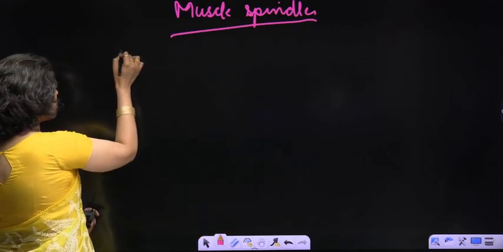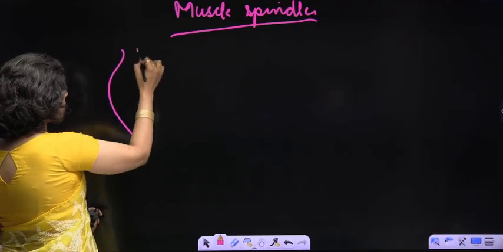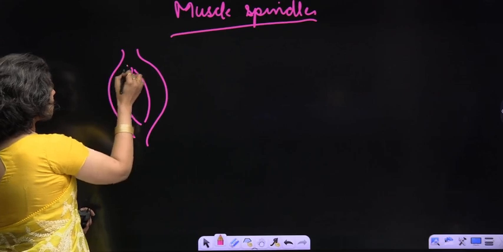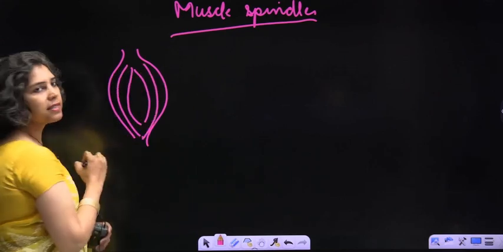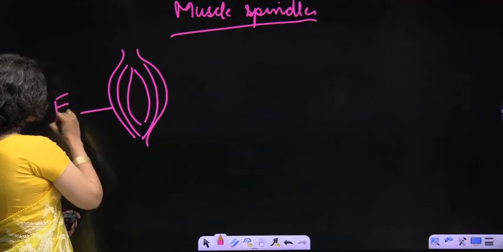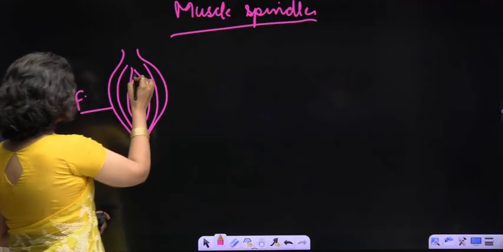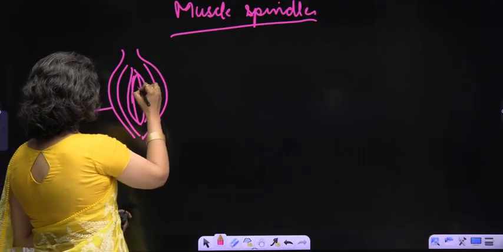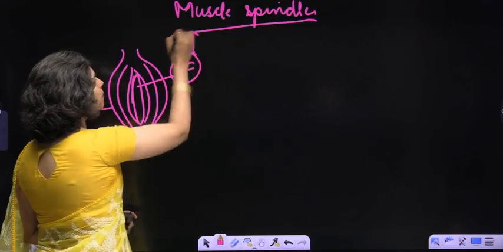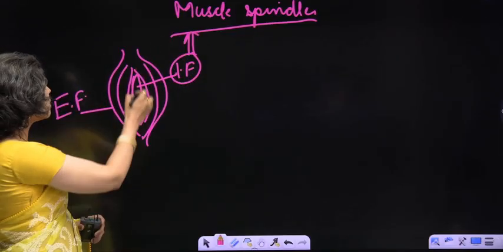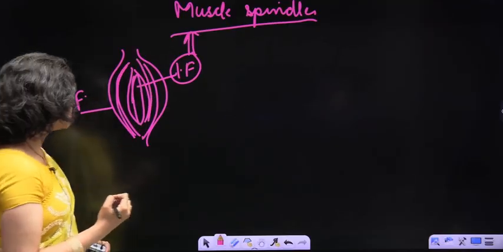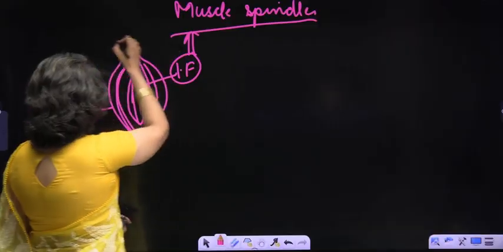The extrafusal and the intrafusal muscle fibers are placed parallel to each other. So in this diagram, as you can see, the outermost fibers are the extrafusal fibers, whereas this part represents the intrafusal fibers, and here we are talking about muscle spindles. These fibers are parallel to the extrafusal fibers. So this is about the receptor.